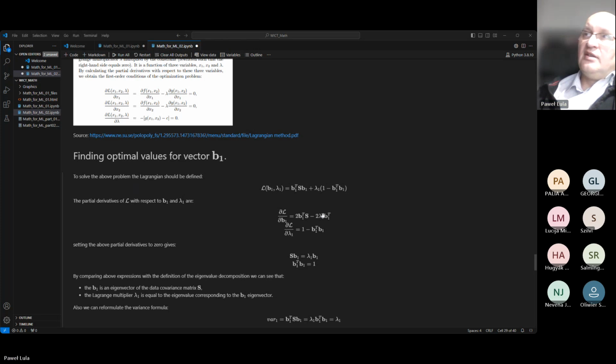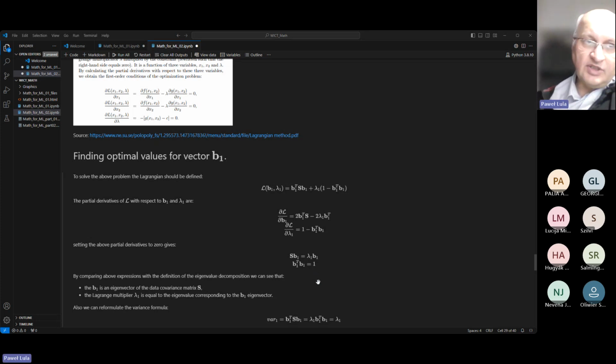After calculating first derivatives and assuming that they are equal to 0, we can get this form, this solution. Please look at this expression. It is an expression in which we see some elements, and I think that you remember a very similar expression.